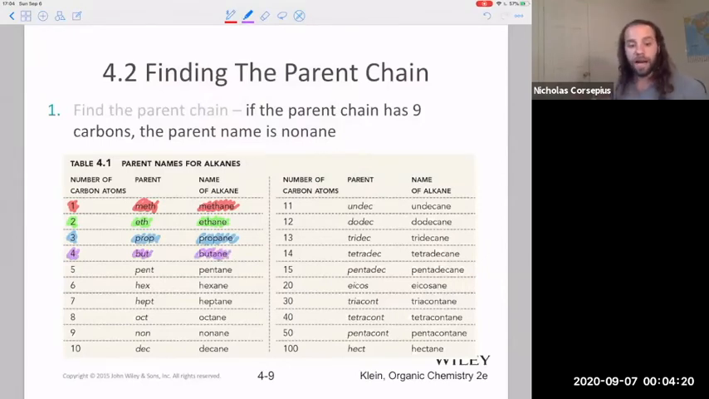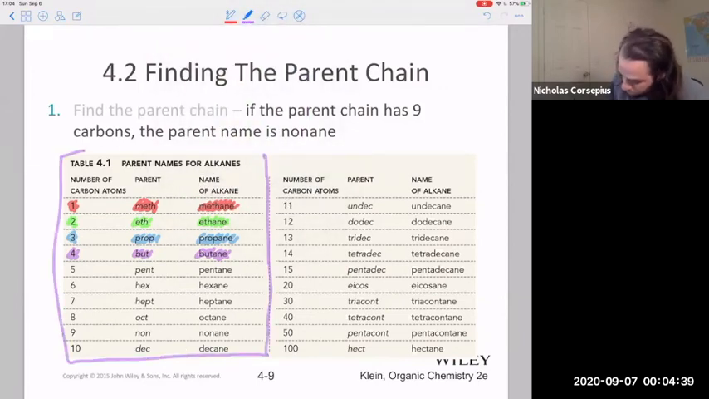And then from there, it kind of makes sense based on what you would have had from a geometry class, for example. 5 is pent, 6 is hex, 7 is hept, 8 is oct, 9 is non, 10 is dec. This side is what I expect you to have memorized for the exam, 1 through 10. Okay, anything else, I'll give you the chart or something like that. But you have to have 1 through 10 memorized.